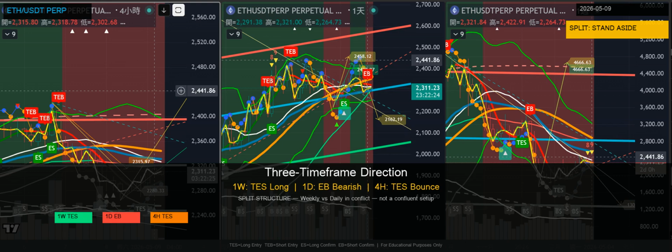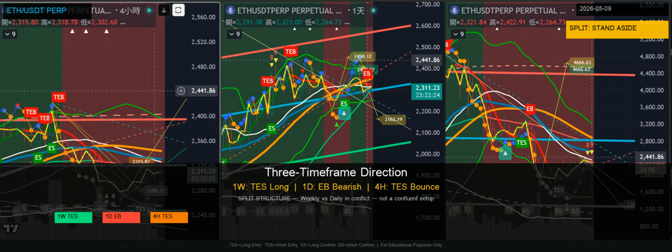The weekly shows a major EB signal at the top left. This was the macro bearish trigger that initiated the large downtrend. Price fell substantially. In the lower right zone, two TES signals have appeared. These weekly TES signals represent the market attempting a bullish recovery from deeply oversold levels.